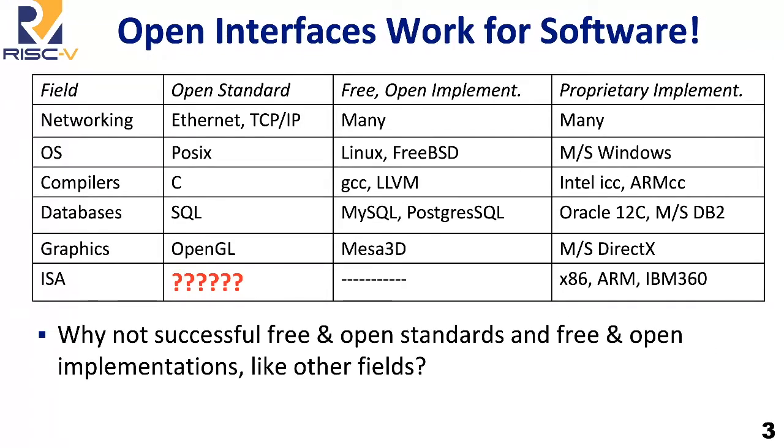Now, everywhere else in computing, there are open interface standards. So the instruction set is an interface. There are many other interfaces, and most of those are open. So for example, Ethernet for networking is an open standard. Anybody can build an Ethernet implementation, and you can have free and open implementations, or you can have proprietary implementations.